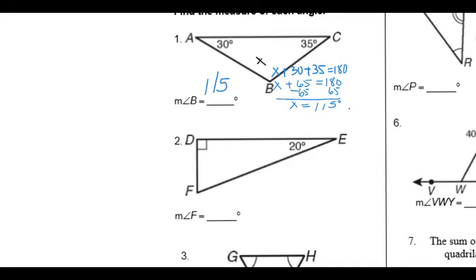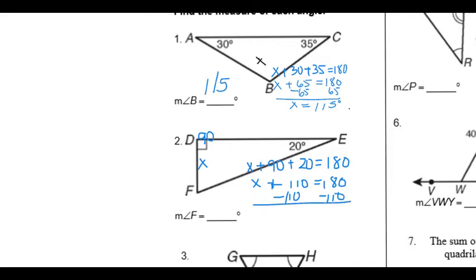Number 2, same idea. This is 90. We don't know x. X plus 90 plus 20 equals 180. X plus 110 equals 180. Subtract the 110 on both sides. X equals 70.